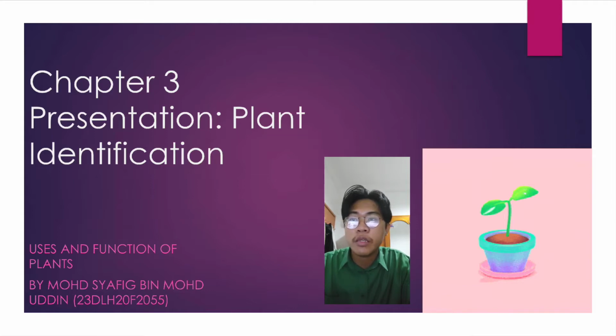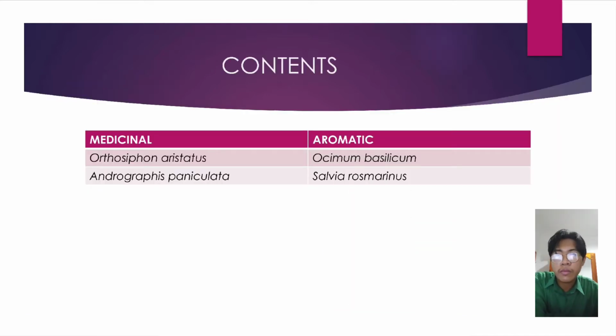Today I will present about uses and function of plants. The plants that I chose are mainly medicinal and aromatic plants. For medicinal, I chose Orthosiphon aristatus and Andrographis paniculata. And for aromatic plant, I chose Ocimum basilicum and Salvia rosmarinus.